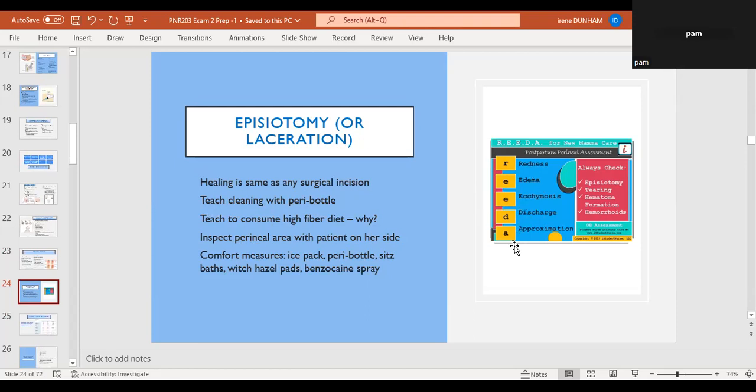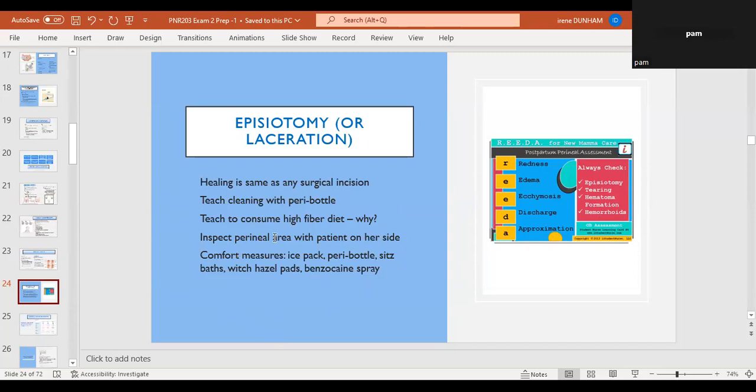Could you imagine if you get constipated, what you could do to that episiotomy? Not good. And if you have big hemorrhoids, what are you going to do too? You're going to make them even bigger. So I don't want her to do that. So I'm going to make sure she consumes a high fiber diet. I hope you heard that.